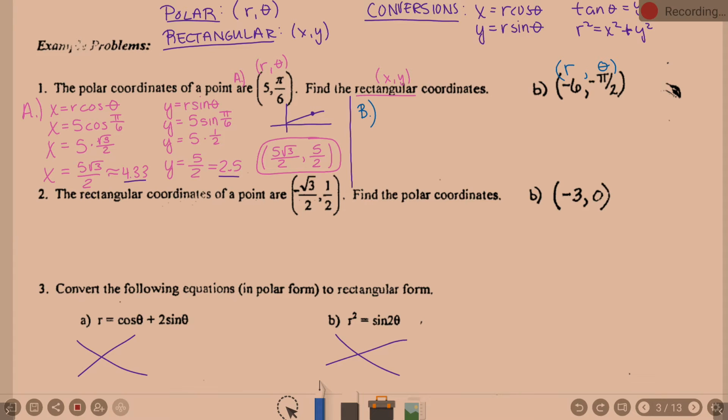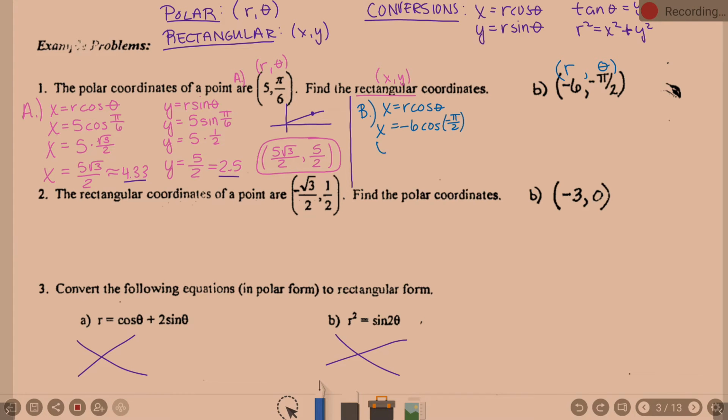Just by plotting this r comma theta point and figuring out what it's going to be in terms of x, y. Now, I'm going to demonstrate using our formulas, but then I'll talk about that. Can we do this one the same way as last time? Yeah, we can use x equals r cosine theta. So x equals -6 times cosine of negative pi over 2.